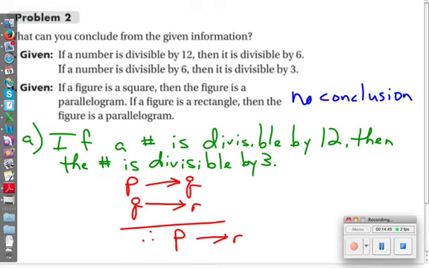Thank you for bringing that up, though. Part B, if a figure is a square, then its sides have equal length, and figure ABCD has sides of equal measure. My first question is always, can I draw a conclusion? No, you cannot.